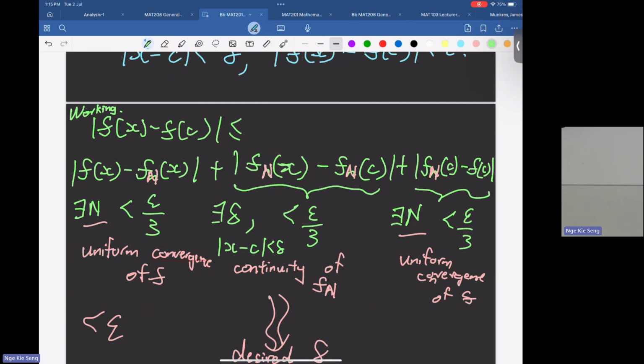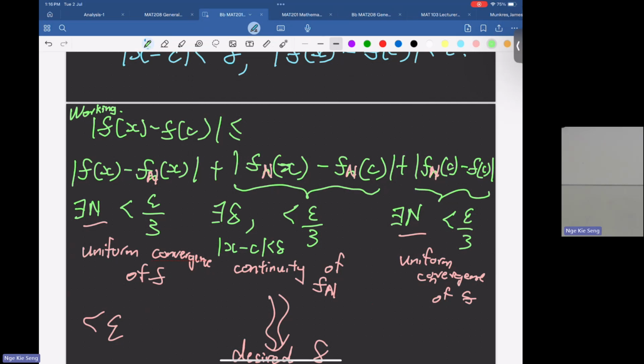So you use continuity of fn, because for every n, every small n, fn is continuous. Then you can make this difference less than epsilon over 3 as well. There's just a delta such that this would work. So you need to pick this delta.